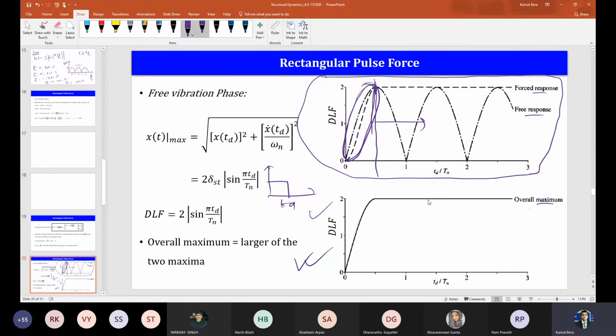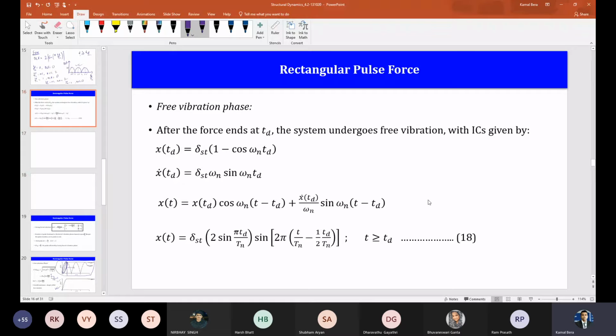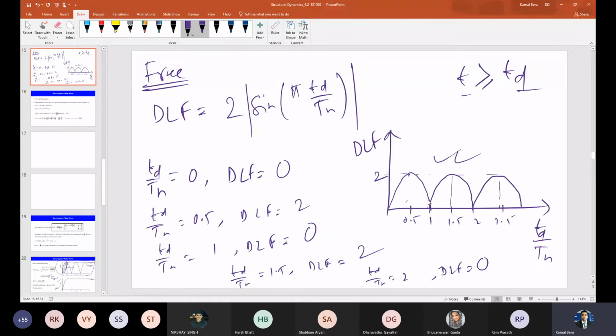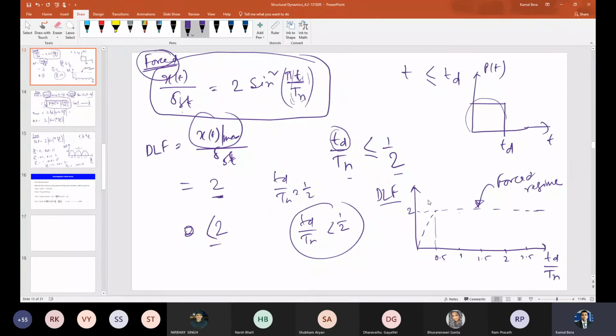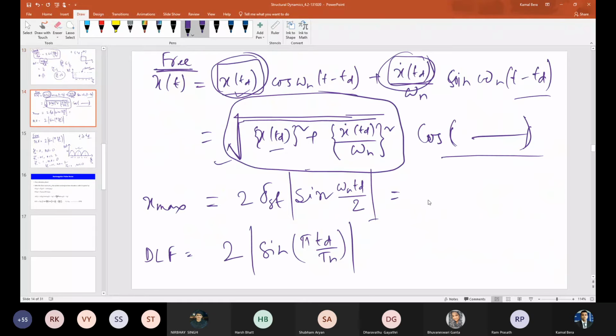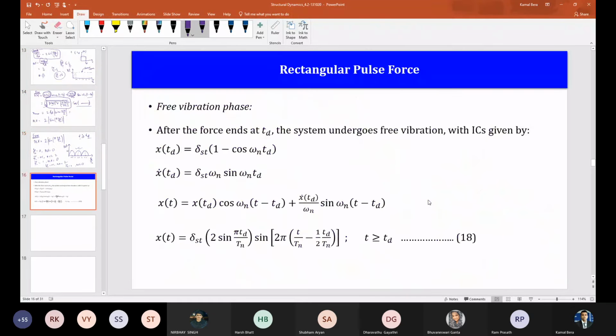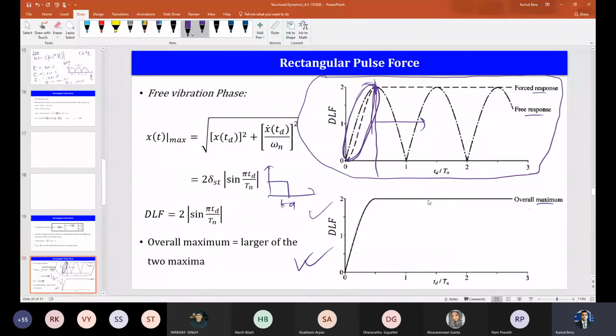For your convenience, I'll show here the DLF expressions I have. In the free regime, it is 2 mod of sin(pi Td by Tn). Just note it down. This is in the free regime. And the forced regime, it is 2 sin square(pi Td by Tn). Now you can tell me, right? It's simple.